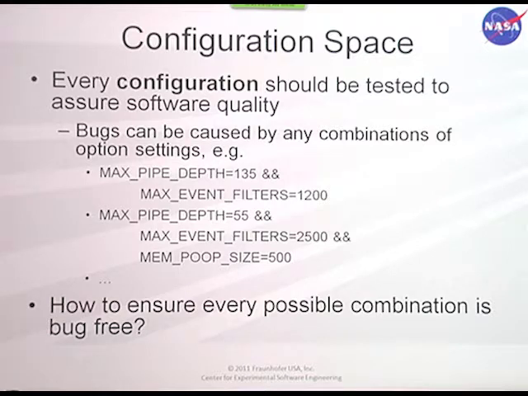But you still need to assure software quality, right? Bugs can be caused by any combination of these option settings. It could be setting the pipe depth to 135 and then the event filter to 1200, or it could be some other combination, and so on. You could have a long, long list of different combinations. So how do you ensure that every combination is bug-free?